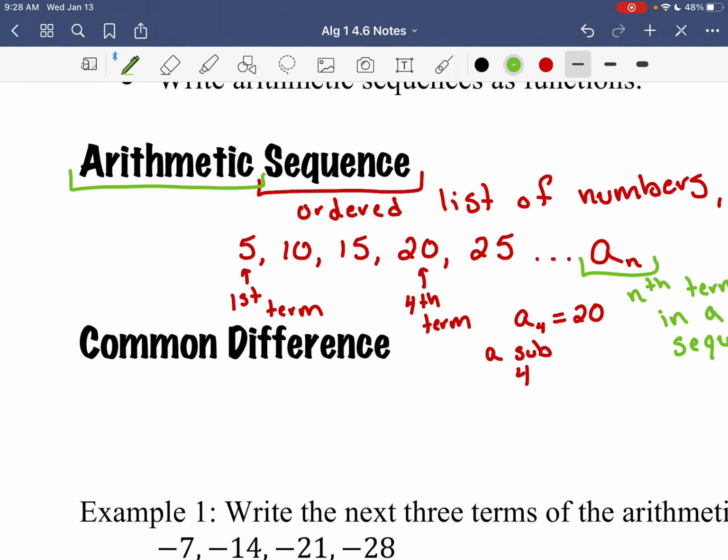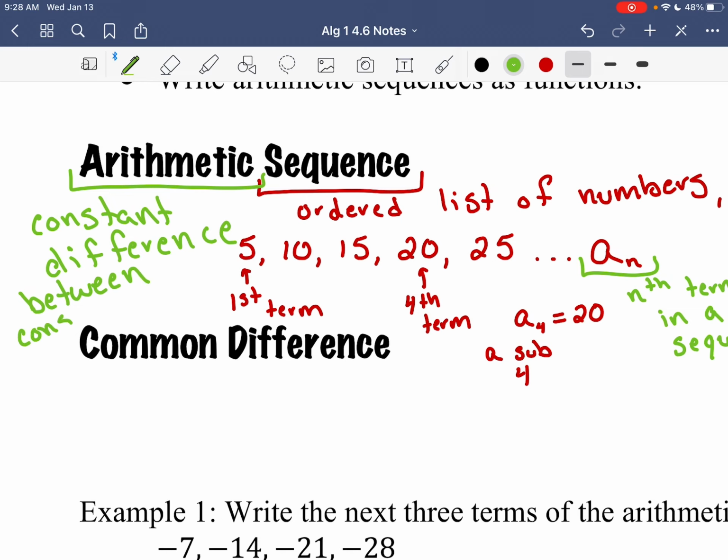What makes it an arithmetic sequence is that the difference between each pair of consecutive numbers is the same. So we say it has a constant difference between consecutive terms.